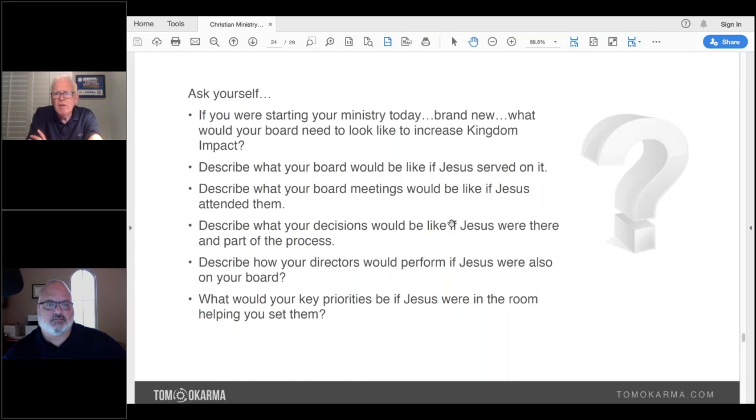Think about what your board would look like and how it would operate if Jesus served on it. What would your priorities be if Jesus were there helping set the priorities? And do you have board people either recruiting in the pipeline or on the board that can help make that happen? So there's a few more questions that you can ask yourself. They should cover the points. We lose track of that. We don't own these ministries. God does. We're just running it for him. So what does that look like? What does that mean?